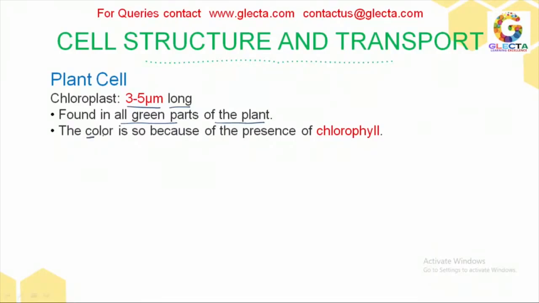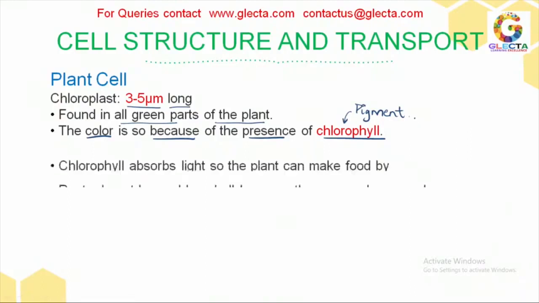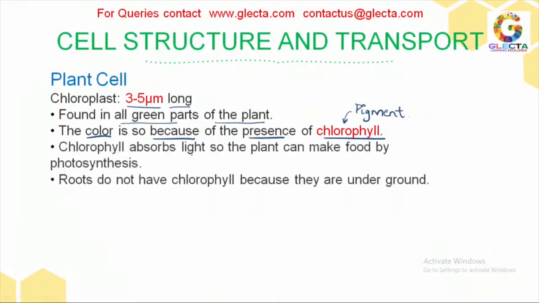The color that is imparted by your chloroplast is green because of the presence of chlorophyll, which is a pigment. This pigment helps in photosynthesis. So the chlorophyll will absorb the light for the plant so that it can make the food through photosynthesis.